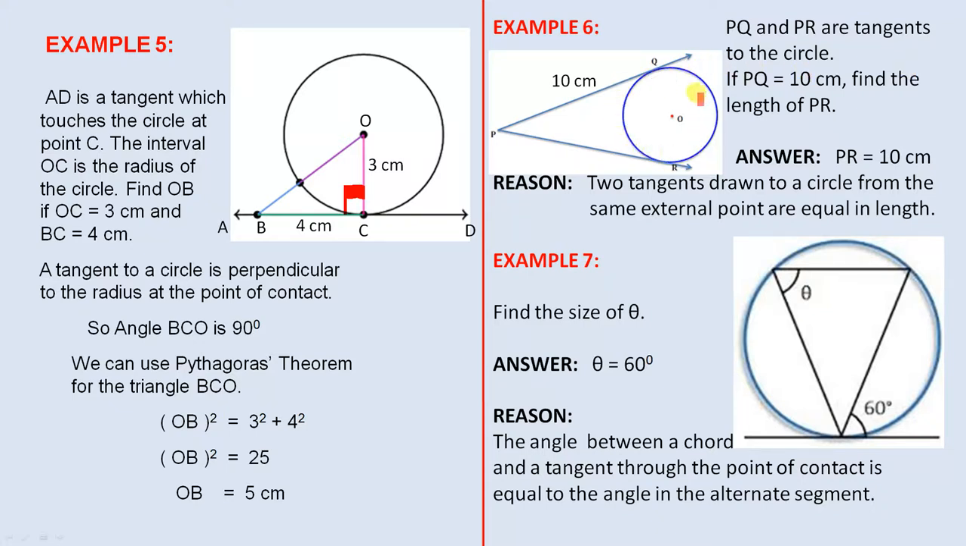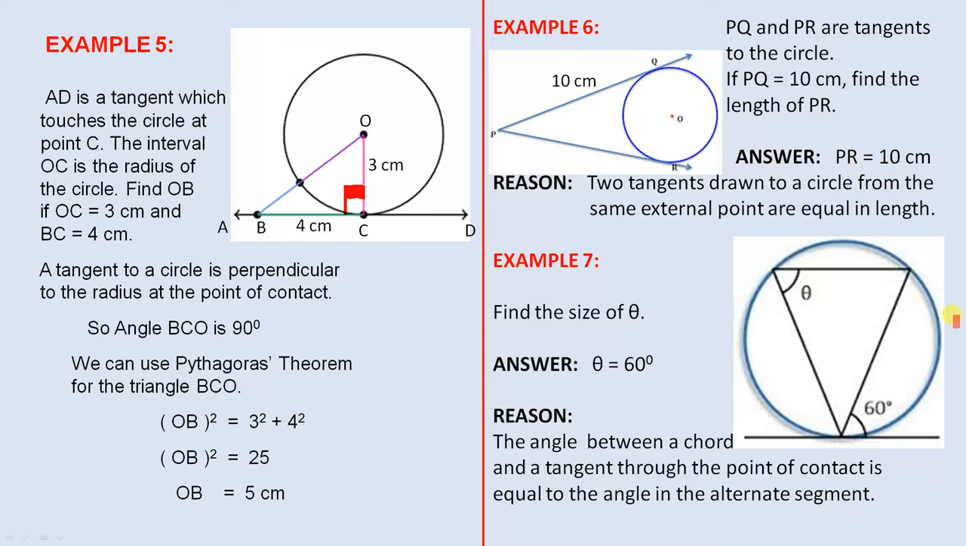Example 6. Here is a circle, and here is an external point P, and here we have two tangents. So PR and PQ are tangents, and they touch the circle at one point. So PQ and PR are tangents to the circle. If PQ equals 10, find the length of PR. So that's 10. What's the length of PR? Well, the answer PR is 10, and the reason is the two tangents drawn to a circle from the same external point are equal in length, and that's why PR is 10.